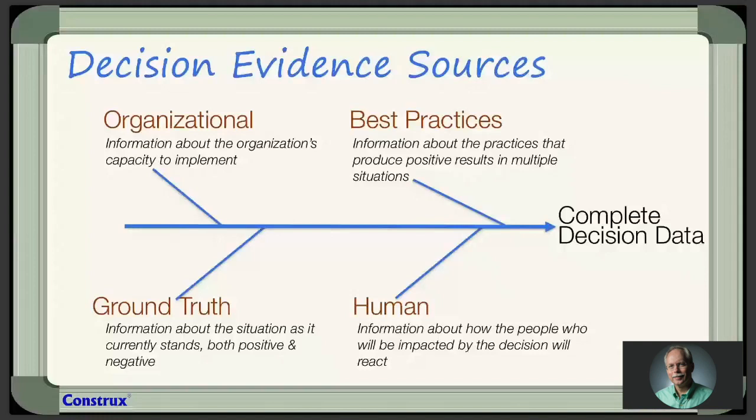The third area is ground truth. What's the evidence here? The ground truth evidence we're looking for is, what's the situation on the ground? Is this the right time and place to take it? I might be doing it with the wrong team. I might be doing it at the wrong time. We're just on the edge of a major release. This is not a time to change the entire development process, right? So what's the ground truth say about what's going on?